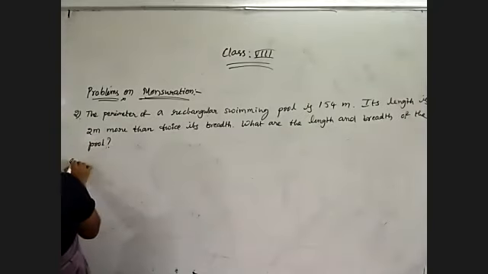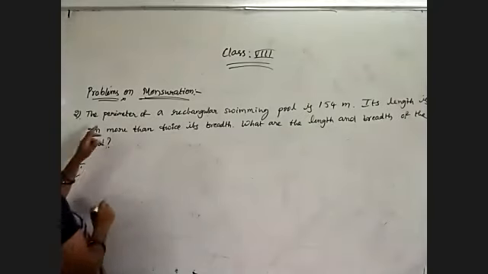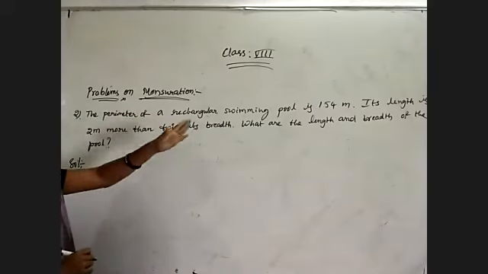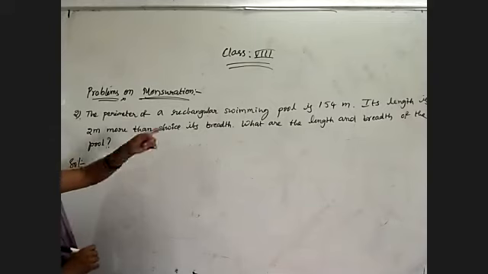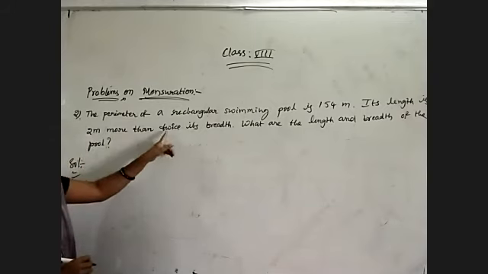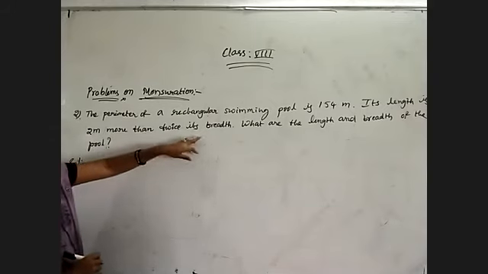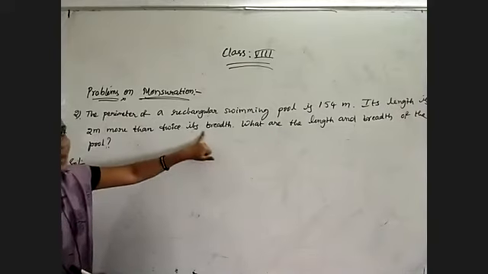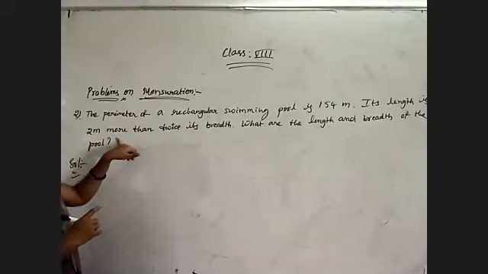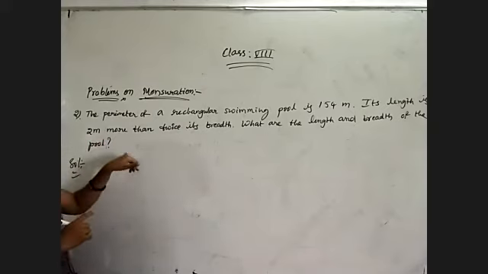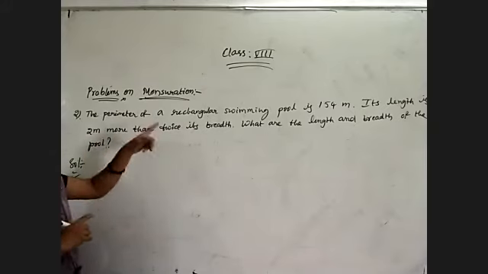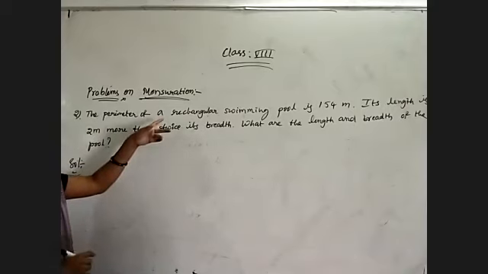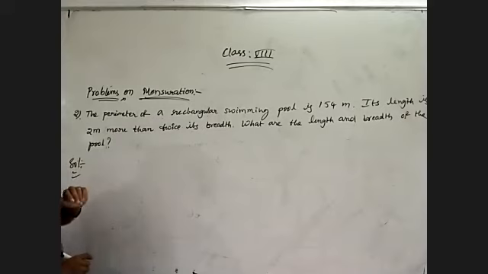So this is the question. Now again observe this, the perimeter of a rectangular swimming pool. Again rectangular shape, perimeter is given 154 meters. Length is 2 meters more than twice its breadth. So here second quantity is breadth. So let breadth be x meters. Twice its breadth means 2x. More than means plus 2. So L will be equal to 2x plus 2. So substitute L and B values in the formula for perimeter of the rectangle and find out L and B values.